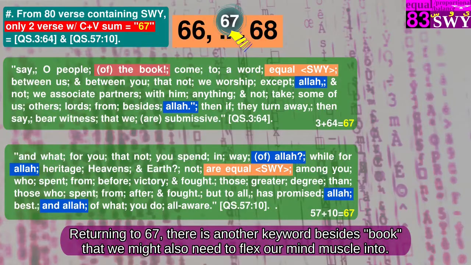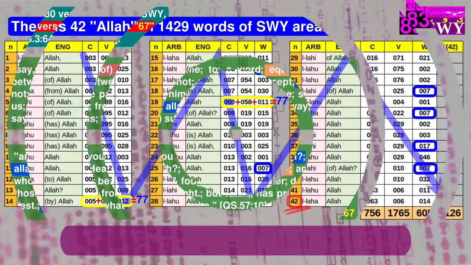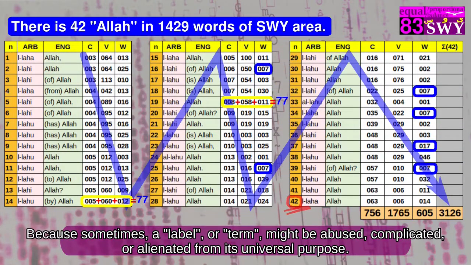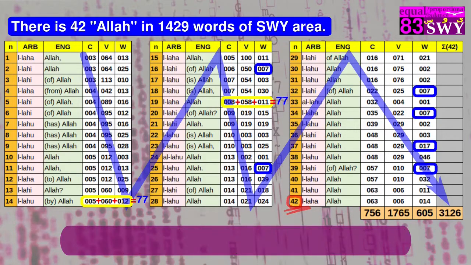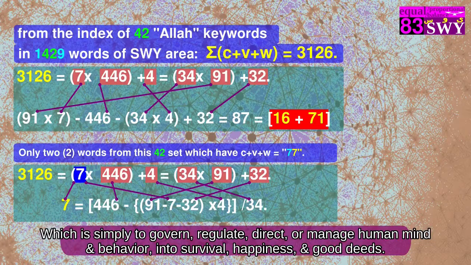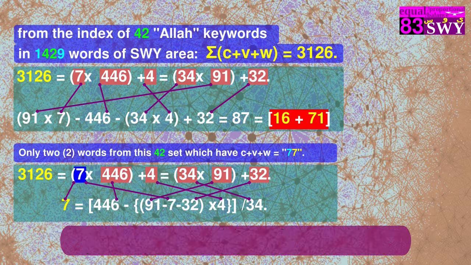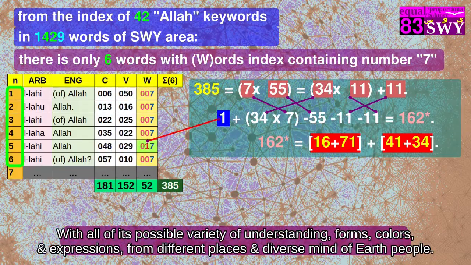Returning to 67, there is another keyword besides book that we might also need to flex our mind muscle into. Because sometimes a label or term might be abused, complicated, or alienated from its universal purpose, which is simply to govern, regulate, direct, or manage human mind and behavior into survival, happiness, and good deeds. With all of its possible variety of understanding, forms, colors, and expressions, from different places, and diverse mind of Earth people.